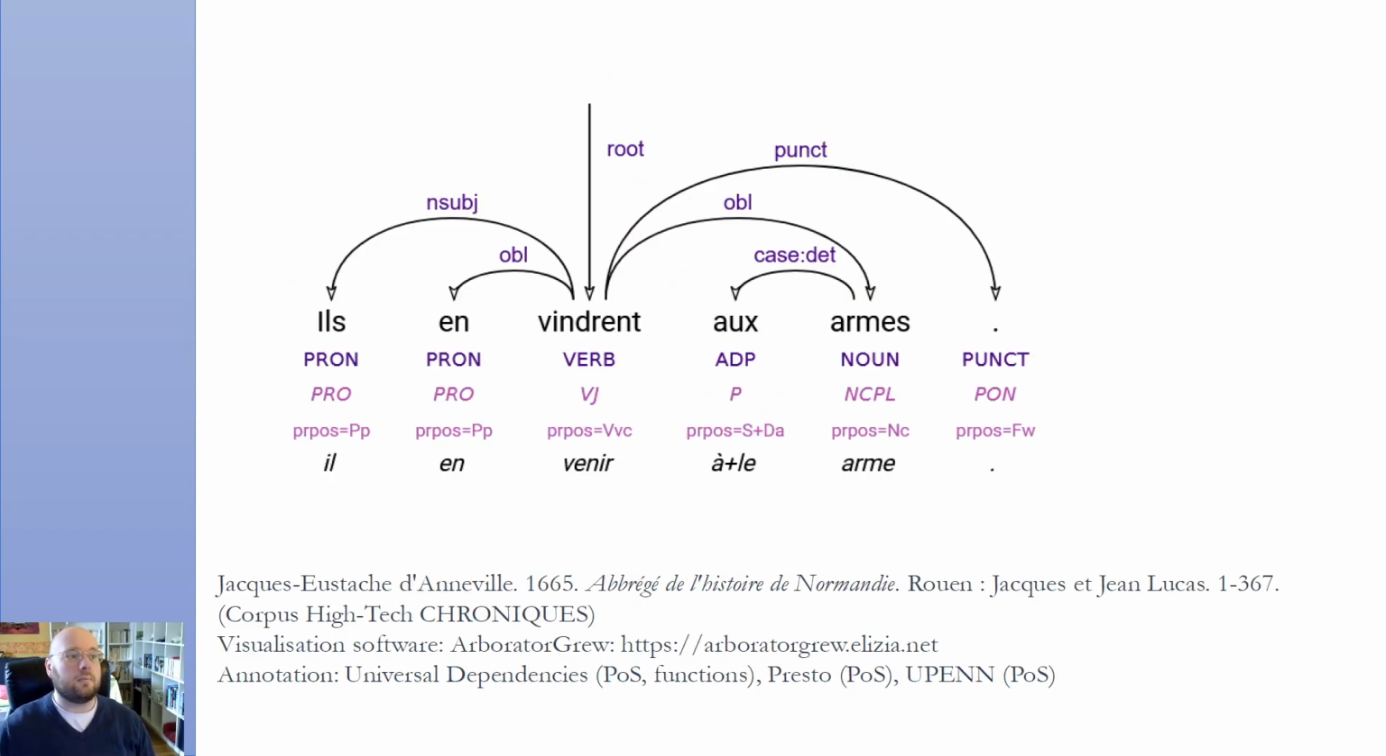The annotation, an example of which is shown here, is based on the Universal Dependencies formalism and provides a syntactic analysis based on dependencies. The parts of speech have been labeled both in the Universal Dependencies formalism and in the Presto system, developed at the ENS Lyon, and in the UPenn system.